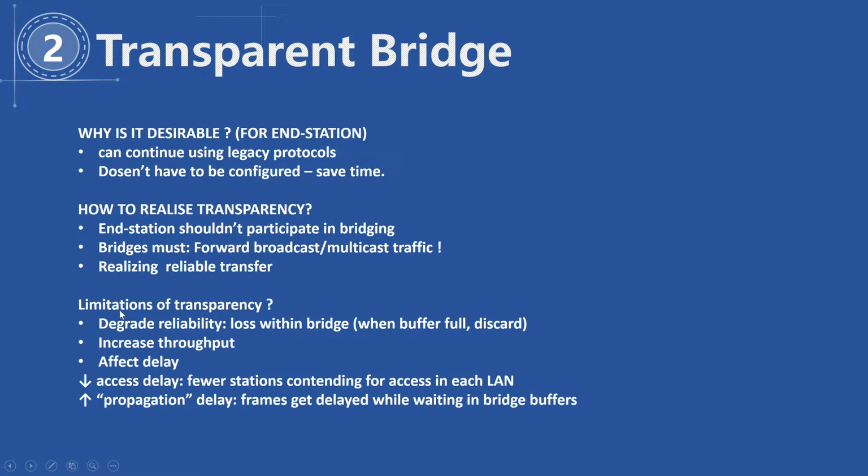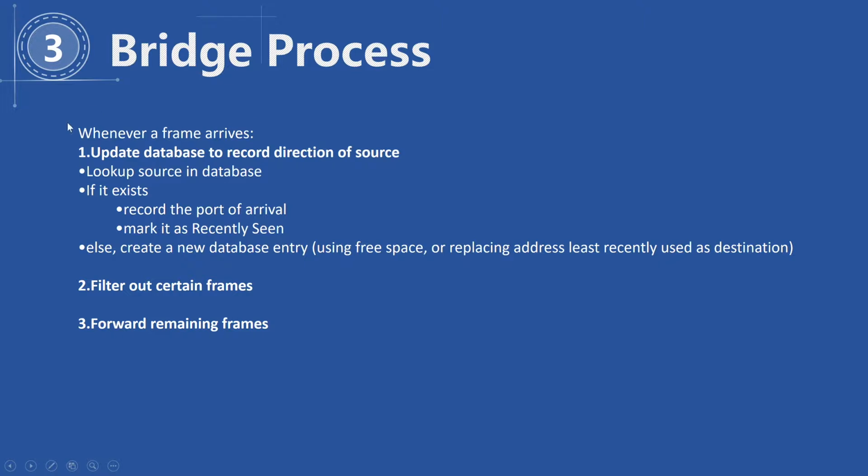So what are the limitations? Even though they can increase the throughput and decrease the access delay when there are fewer stations contending, they also decrease reliability, resulting from loss within the bridge when the buffer is full, and increase the propagation delay when incoming frames wait within the buffer. The bridge process can be divided into 3 steps.